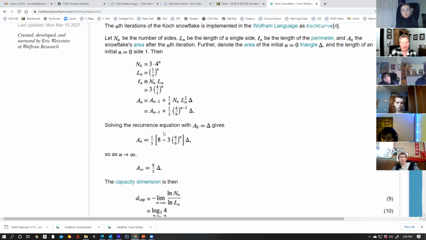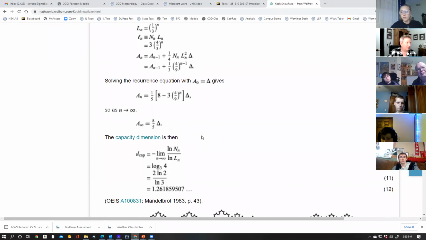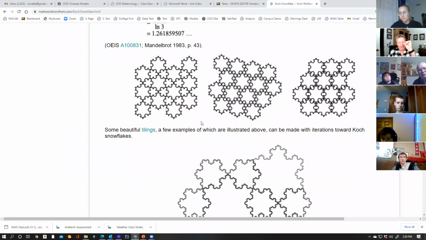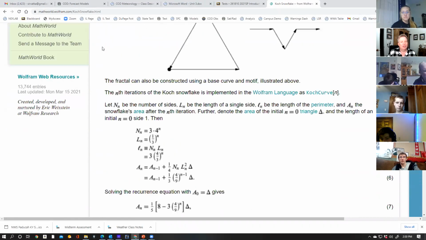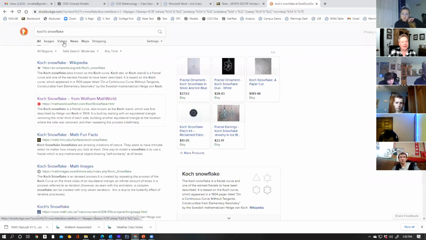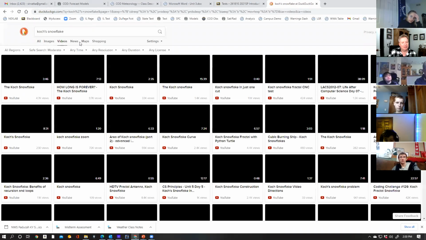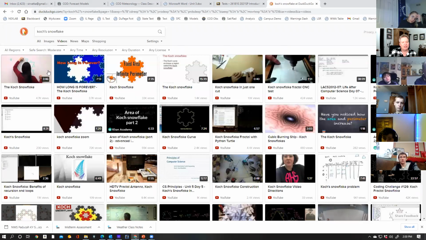But look at the area. As you go on forever, the area is limited. It doesn't get bigger forever. It gets smaller because each time you draw it, how big are those triangles you're adding? Smaller and smaller. So what I can do here is go to video search, and if I go to Koch's snowflake, I can do this.